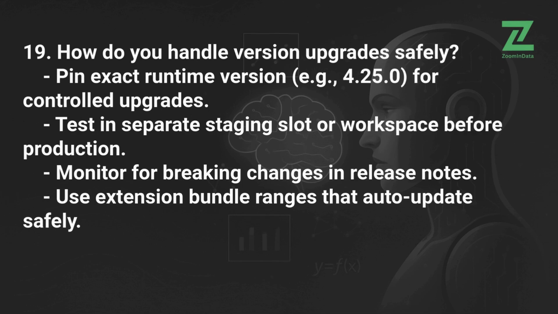19. How do you handle version upgrades safely? Pin exact runtime version, e.g., 4.25.0, for controlled upgrades. Test in a separate staging slot or workspace before production. Monitor for breaking changes in release notes. Use extension bundle ranges that auto-update safely.